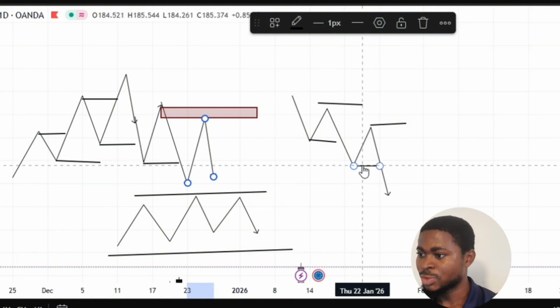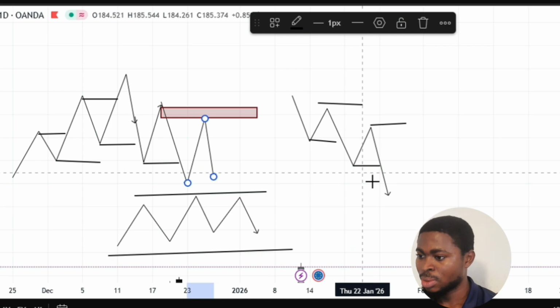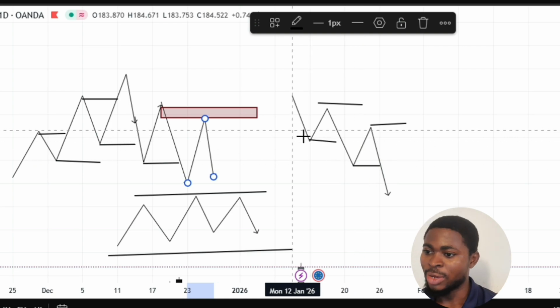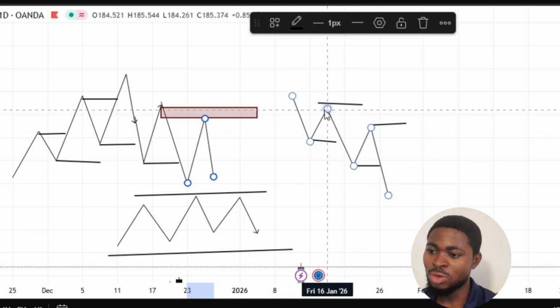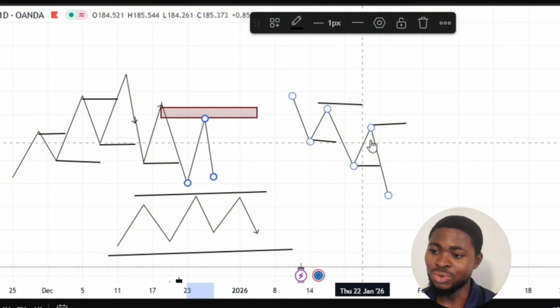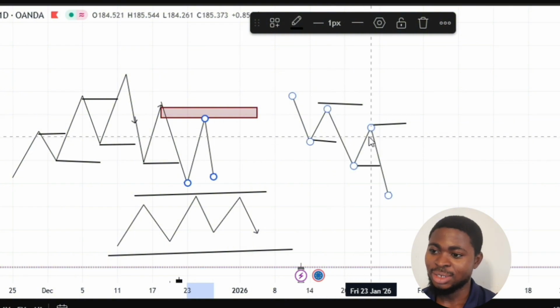Same thing with this selling trend. Price has been giving you a series of lower lows, lower highs, lower lows, lower highs, right? Now you ask yourself, how then do I know that price has changed? How can I trade the change of trend?